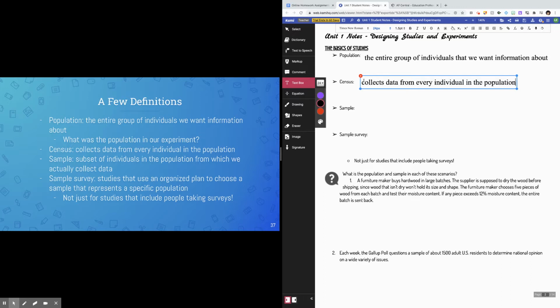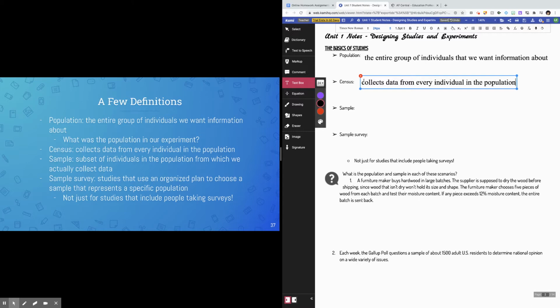Now, individuals don't have to be people. In statistics, it's just any one individual person, place, thing, right? So just keep in mind, individuals don't have to necessarily be people, right?